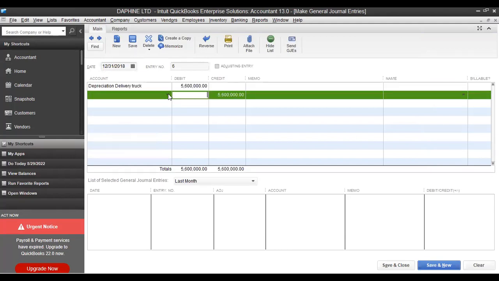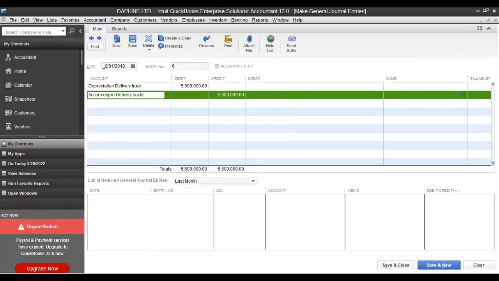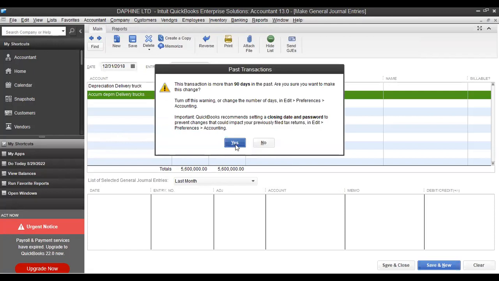Okay, and then we go to accumulated depreciation. This is a transaction and not an opening balance. But I put this accumulated depreciation delivery truck. So you click on it. The date is important, 31st December 2018, year end. And then you say save. Okay. So guys, that is how we capture depreciation.